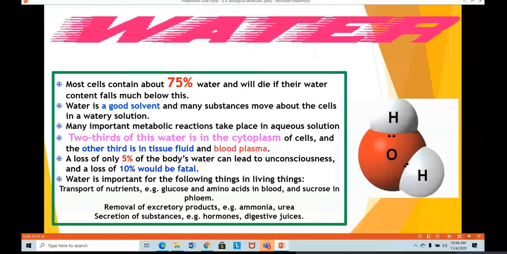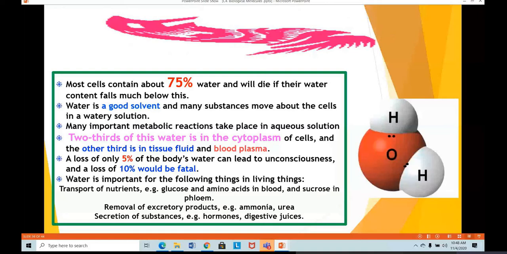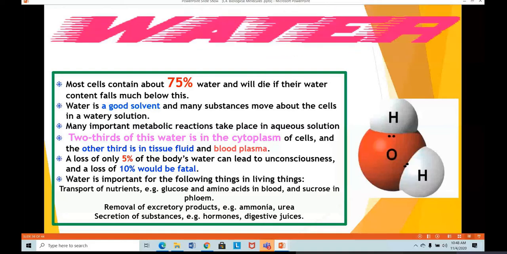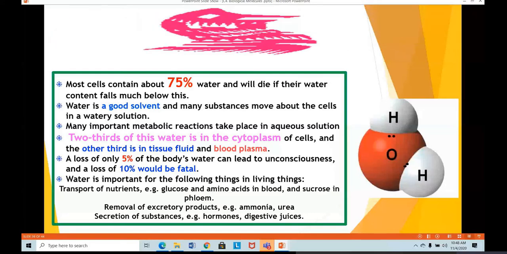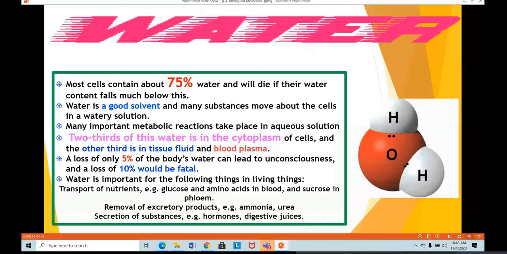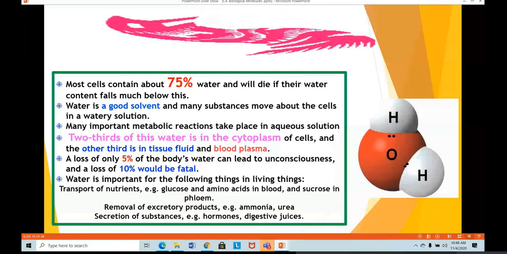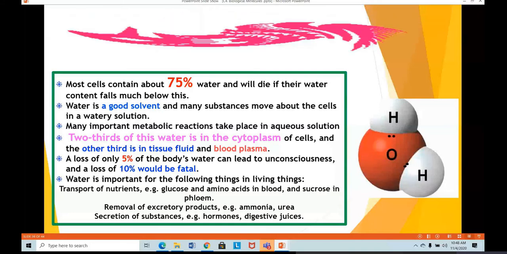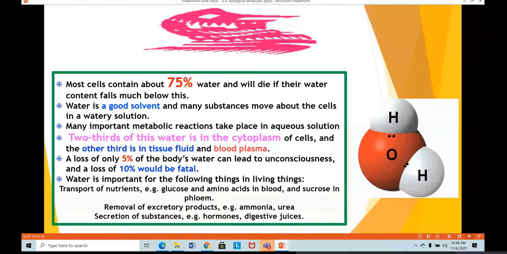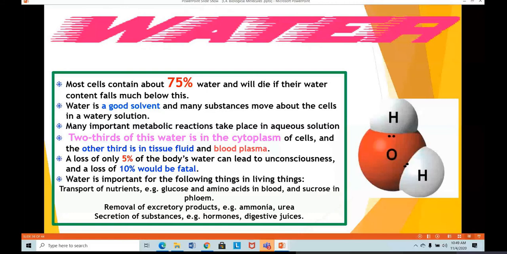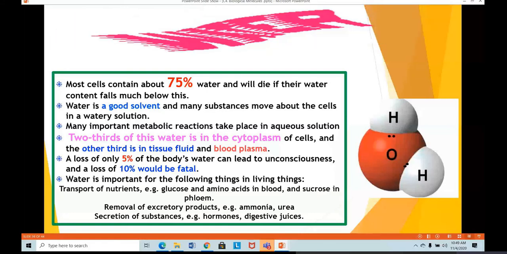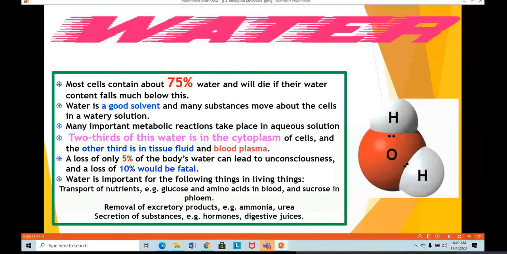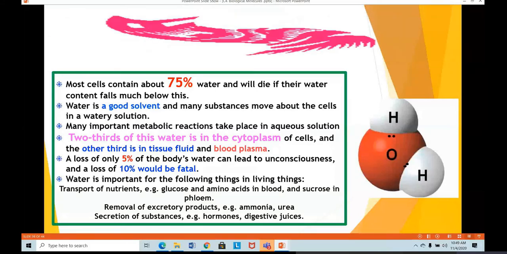So let's talk about water now. We already studied that water is an important component, not only in the human body, but we also need to drink water. Water has various uses, isn't it? Most cells contain about 75% water and will die if their water content falls much below this. Water is a good solvent, and many substances move about the cells in a watery solution. Many important metabolic reactions also take place in aqueous solution, and 2/3 of this water is in the cytoplasm of the cells, and 1/3 is in the tissue fluid and the blood plasma.